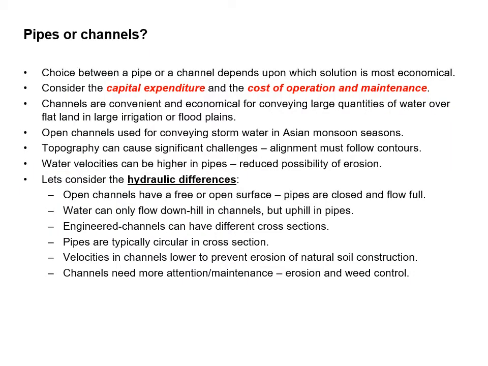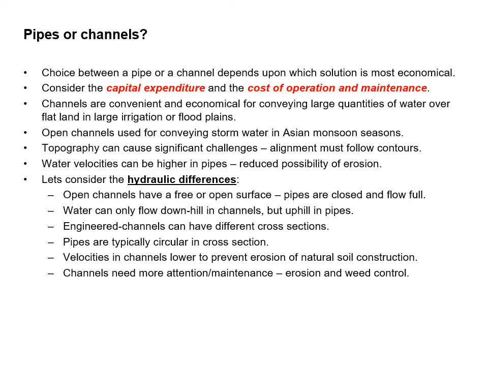So the choice between a pipe or channel depends upon the solution which is most economical. If you consider the capital expenditure and the cost of operation and maintenance, channels are pretty convenient and economical for conveying large quantities of water over flat land in large irrigation channels or floodplains. Open channels are used for conveying stormwater in Asian countries during monsoon seasons as well. The topography can be a bit of a challenge, and the alignment must generally follow the contours of the land. The water velocities in pipes though can be a lot higher, and this can also reduce possibilities of erosion in channels. So let's consider some of the hydraulic differences.